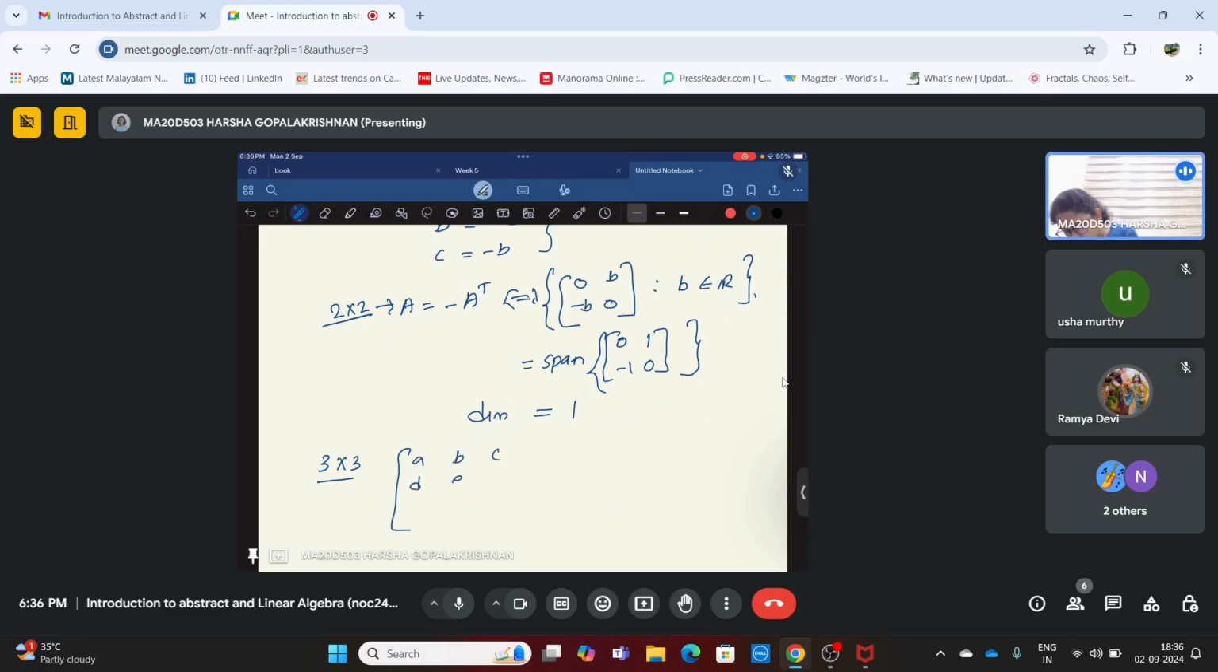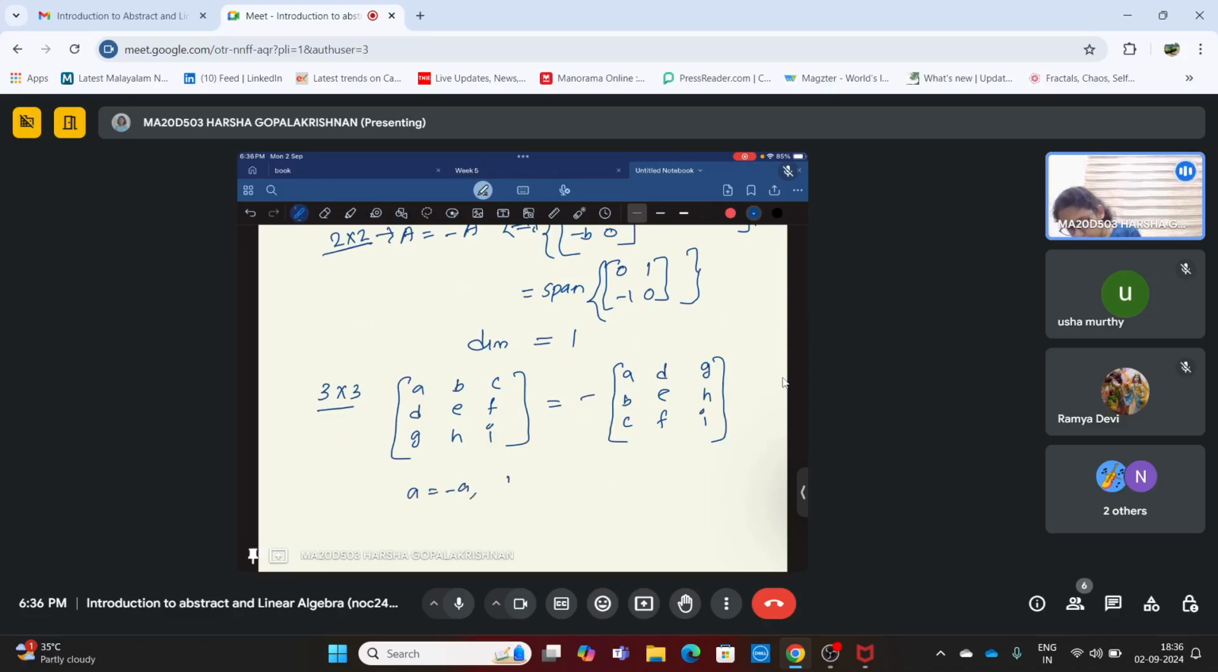Let me write A, B, C, D, E, F, G, H, I. So for any 3 by 3 matrix, we are considering matrices of the form A equal to minus A transpose. So we will equate A and minus A transpose, then we will proceed accordingly. So this is A transpose, A B C D E F G H I. Again you can see that along the diagonal the terms are the same in A and A transpose, and A equal to minus A transpose means along the diagonal it should become 0. What we can see here: A equal to minus A, E equal to minus E, I equal to minus I, the diagonal elements. So these should be equal to 0.